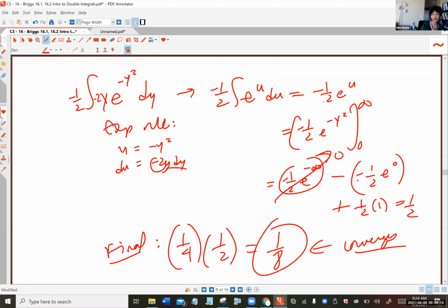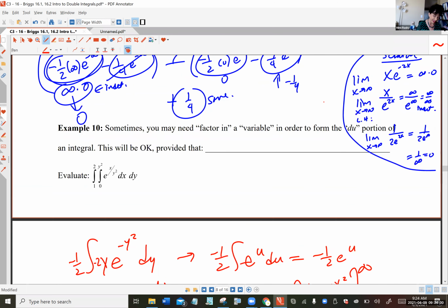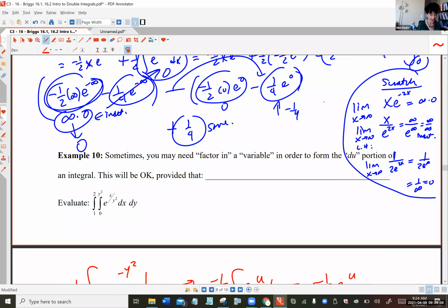So the beauty of this improper integral problem was we were able to use that handy fact of rewriting the integrand as a product of a function of x and a function of y. So you don't always get to do that, but if you can, it's nice. So now we're going to do one where that's not the case and you're stuck. You have to think a little bit.